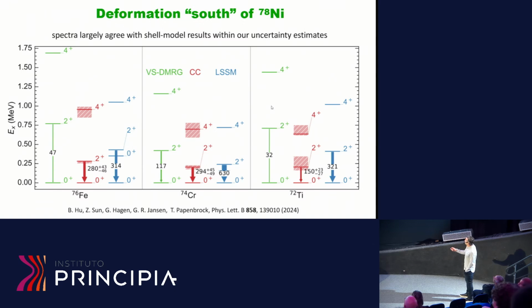We also computed excited states of iron, chromium, and titanium, comparing to other existing calculations here. This is the valence-space DMRG, which is the IMSRG-based approach. This is the large-scale shell model, and the takeaway here is that we largely agree within uncertainties with the large-scale shell model approach, while the IMSRG approach seems to be less accurate in describing these kinds of deformed configurations.